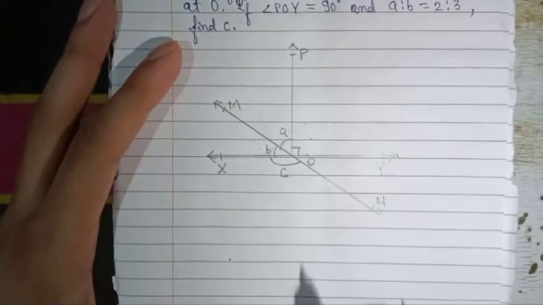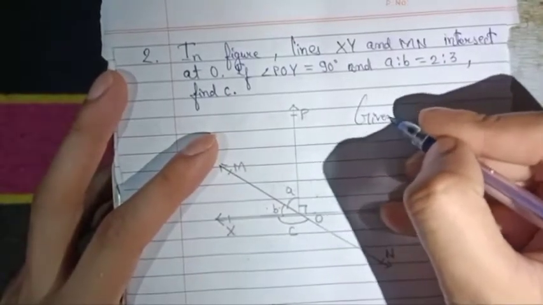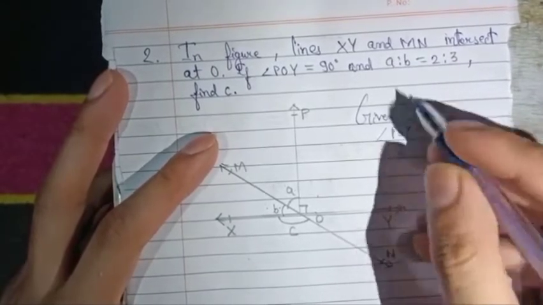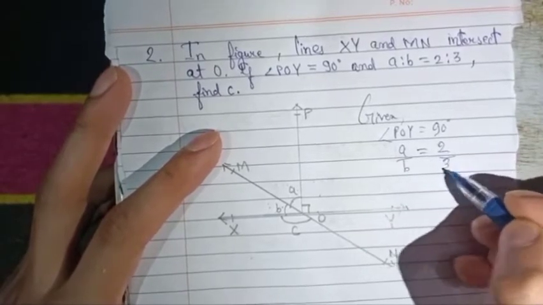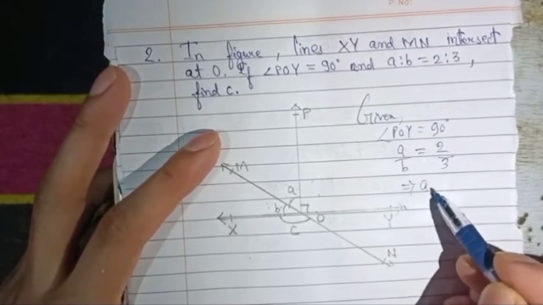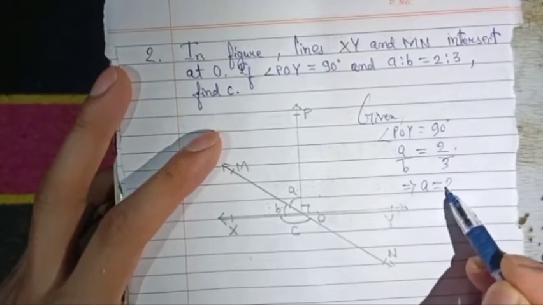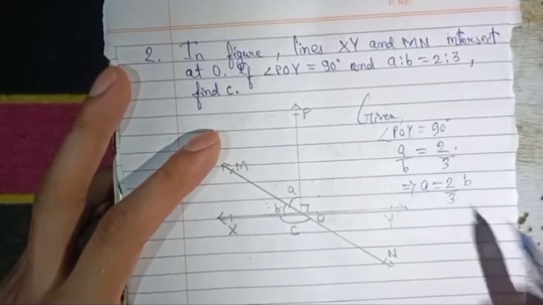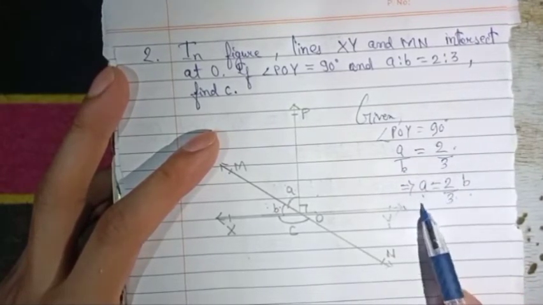First of all we will write the given values. Given: angle POY is equal to 90 degrees and A ratio B equal to 2/3, that means A upon B is equal to 2/3. From this equation you can easily find the value of A in terms of B. B will multiply on the right hand side, so A is equal to 2/3 times B. That will be the value of A.